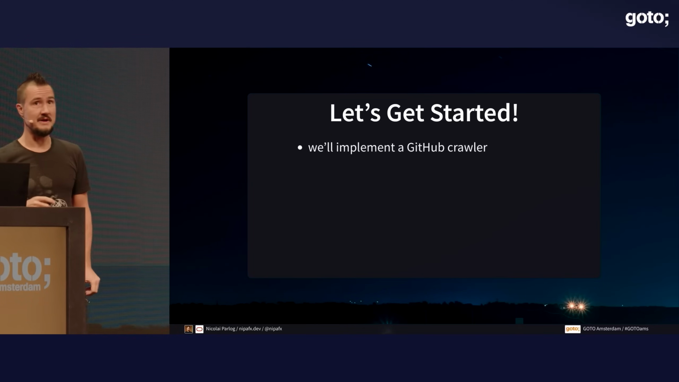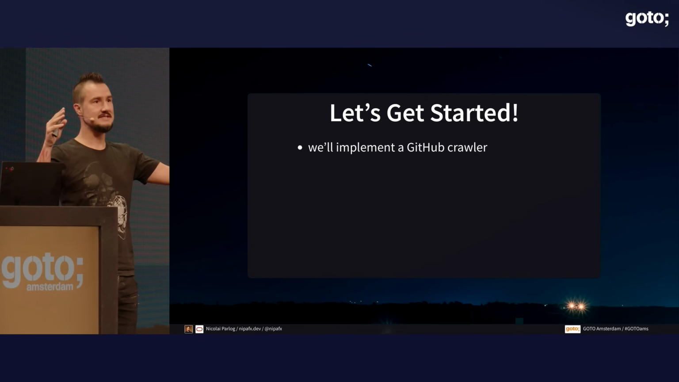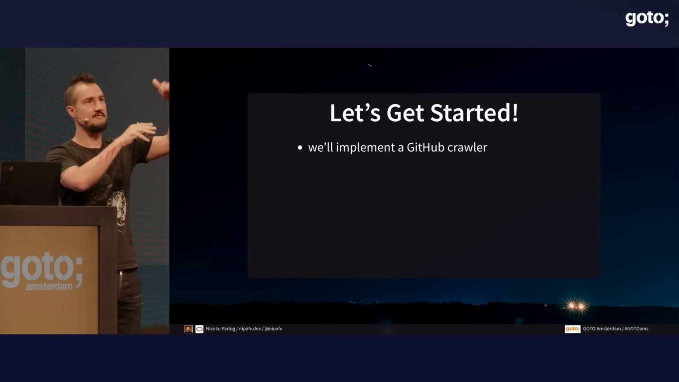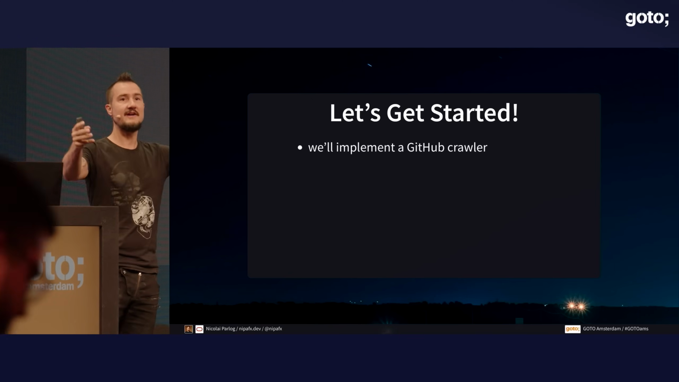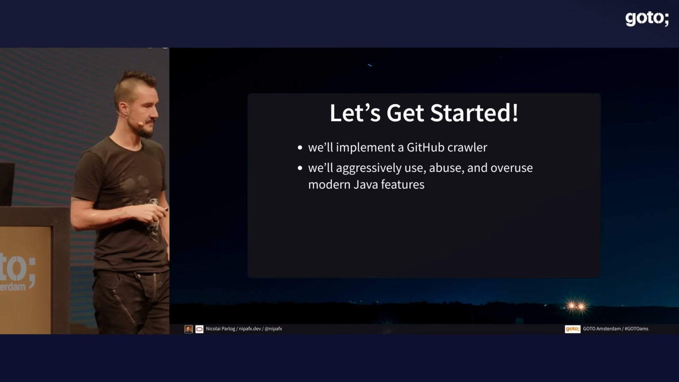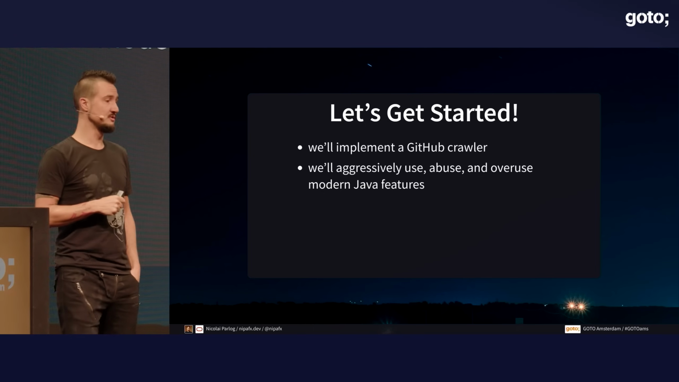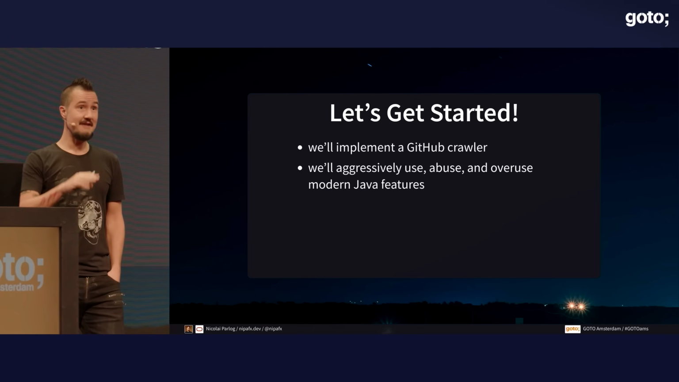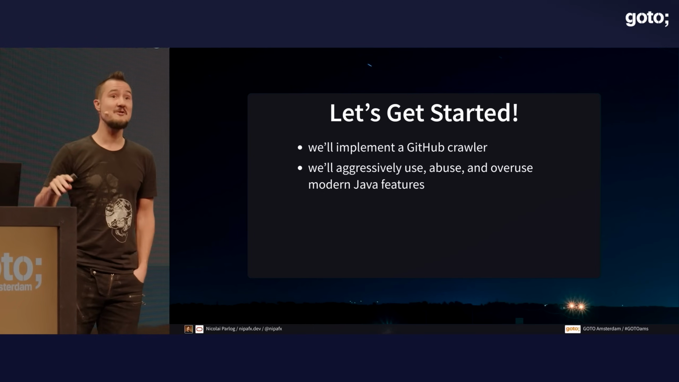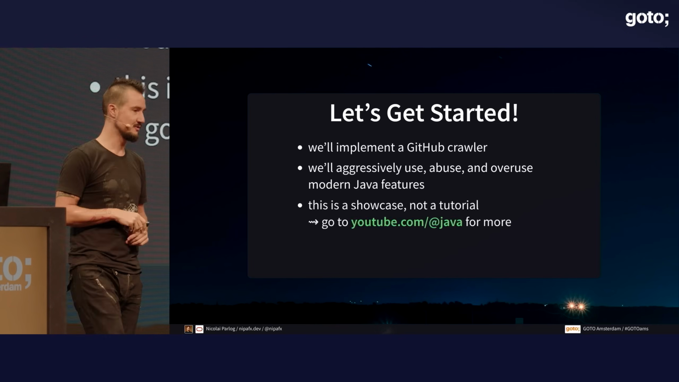What we're going to do is implement a little GitHub crawler that connects to GitHub, tries to figure out what kind of page it's seeing, and if it's a GitHub page, it tries to find the important part of the page, find more links, and put the links back at the top, and then keep going. We'll aggressively use, abuse, and arguably overuse modern Java features. So not everything I'm doing, you should be doing the same way. I just want to show what it could look like, and then you make up your own mind of how far you want to push it.